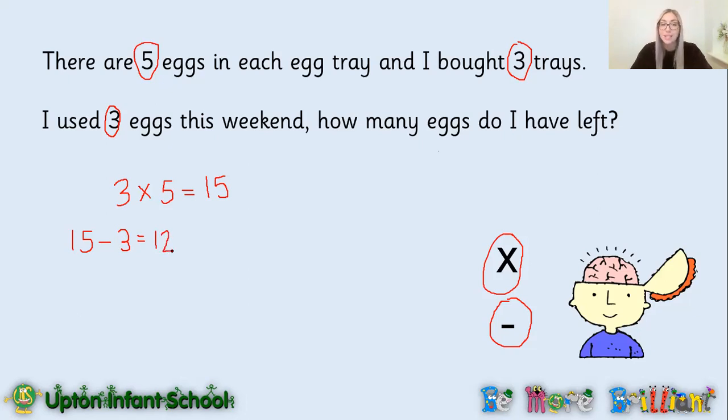Wow, that was tricky. So then we've got 3 times 5 equals 15. That was the first part. Then 15 take away 3 equals 12, and that was our second part. So I used 3 eggs this weekend. How many eggs do I have left? 12. He has got 12 eggs left.